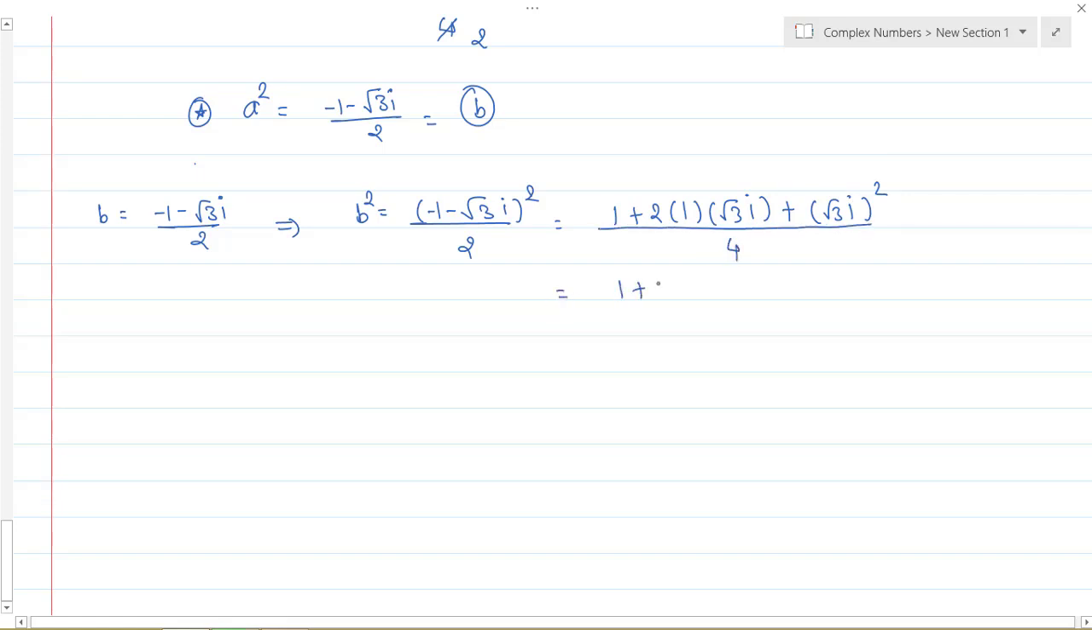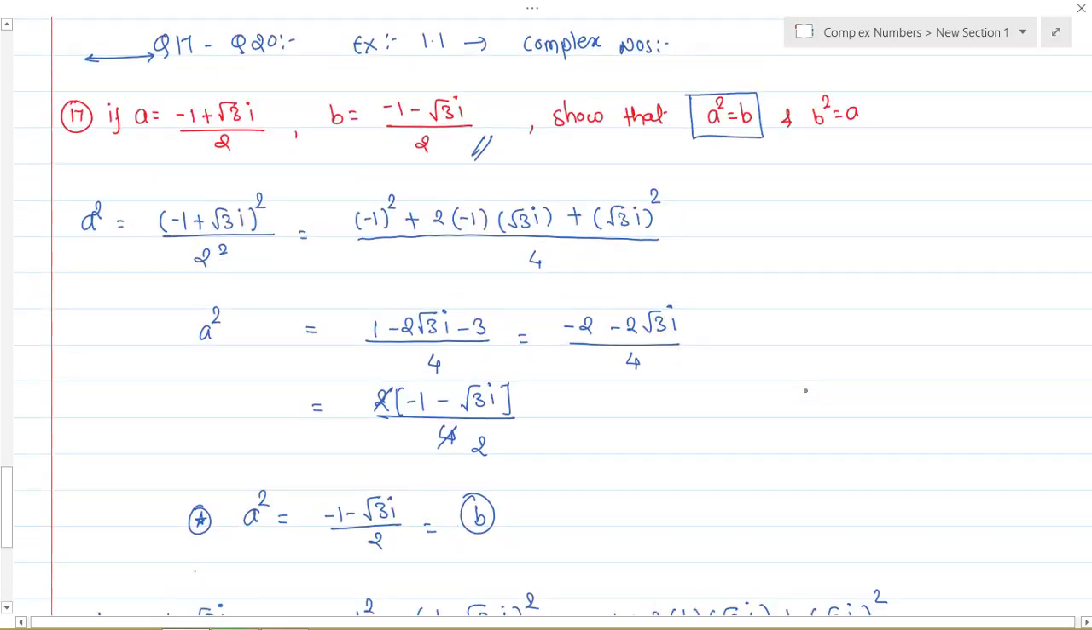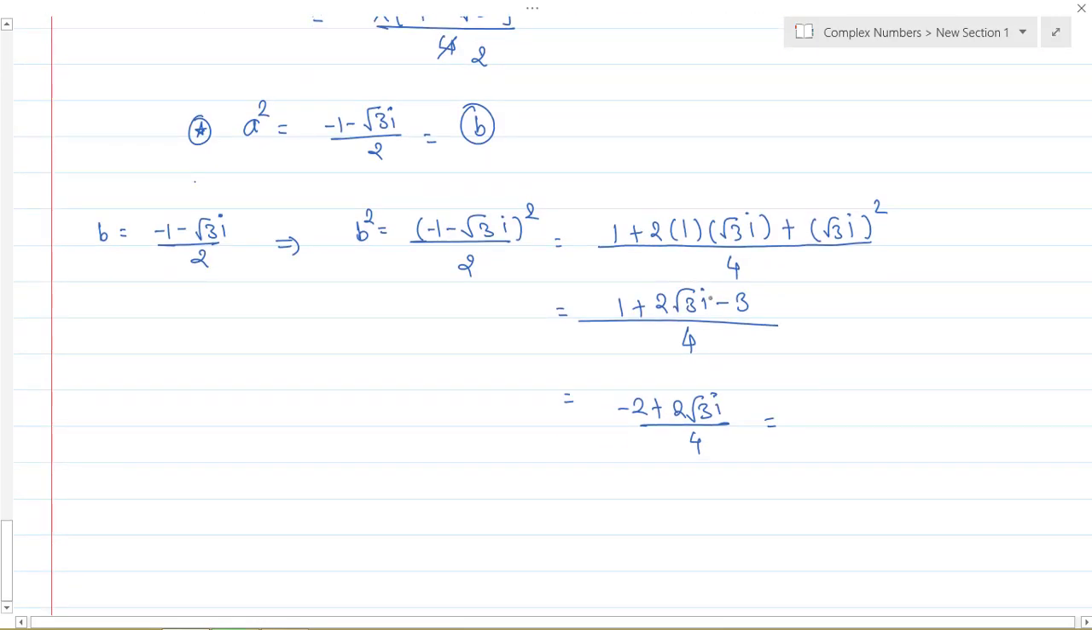So this is equal to 1 plus 2 root 3i. So root 3 square is minus 3, divided by 4. So it is nothing but 1 minus 3 is minus 2, plus 2 root 3i upon 4. So what will you take now, minus 2 or plus 2? Okay, let's take plus 2 common. So if I take plus 2 common, I will have (minus 1 plus root 3i) divided by 4. This cancels by 2, and this is equal to (minus 1 plus root 3i) by 2. This is nothing but my b square, and if you observe, this is nothing but a again. Okay, so in this way we have proved the second one also, that is b square is equal to a.